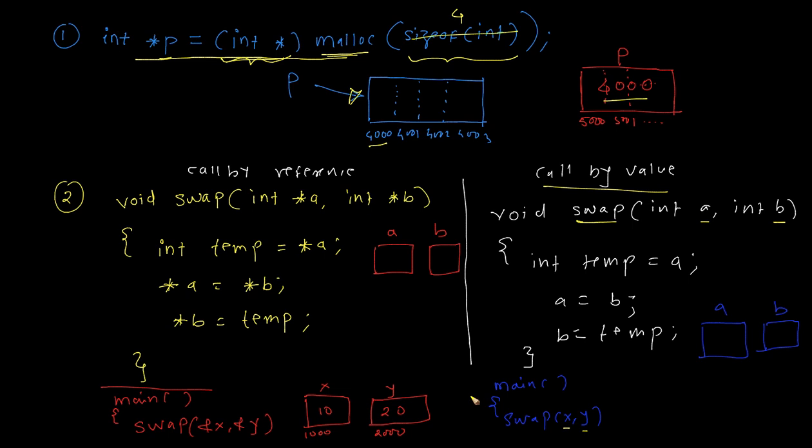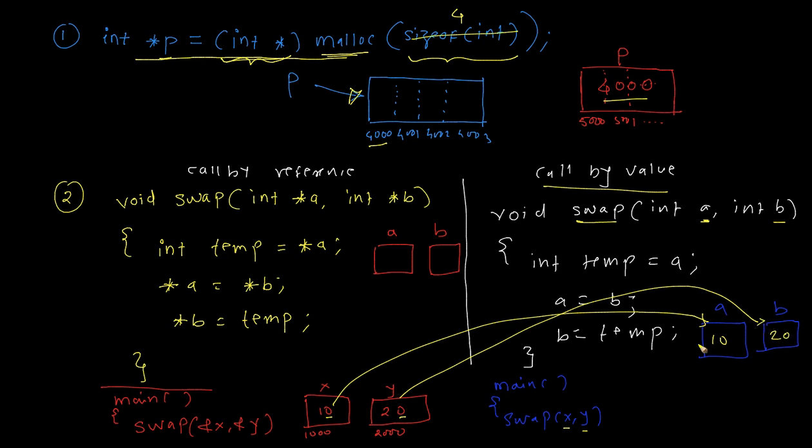So we have two variables here, x and y, in the main function. When we call this swap, we are passing x and y, but here we are passing the values of x and y, that is 10 and 20 will be passed. So this 10 will be passed to a of swap, and this 20 will be passed to b. So 10 here, 20 here. So here we are passing the values of x and y when we are calling this swap function. What happens now here in swap, if I execute the code here, there is another variable called temp.